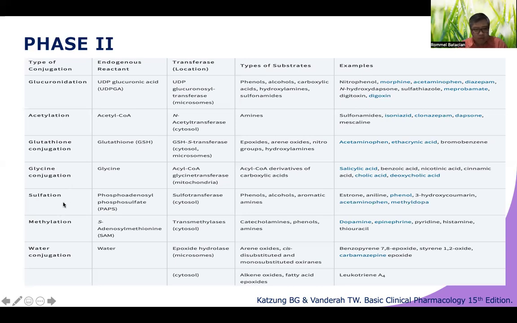Sulfation, or adding a sulfate group. So again, paracetamol would be an important reaction here, and we will discuss that later. Methylation would be adding a methyl group, so dopamine, epinephrine, which are important inotropes for cardiovascular support. And then there's also water conjugation as well.